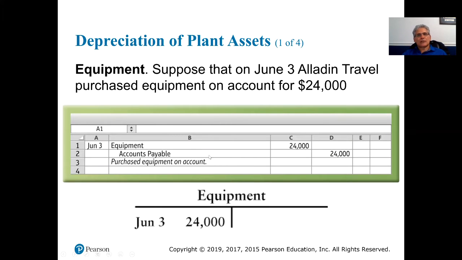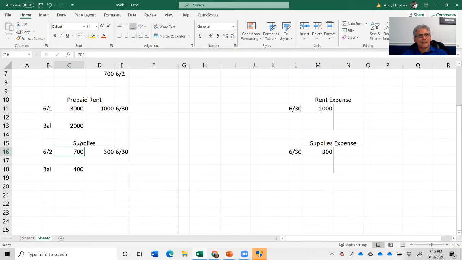All right, so the example here: on June 3rd, Aladdin Travel purchased equipment on account for $24,000. The journal entry is going to be a debit to equipment, and they bought it on account. It doesn't tell you that, but I can see that now by looking at the journal entry. They bought it on account. That means they credited accounts payable for $24,000. So that June 3rd entry will be recorded in the accounts.